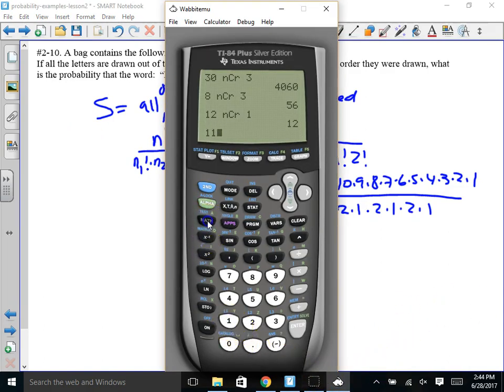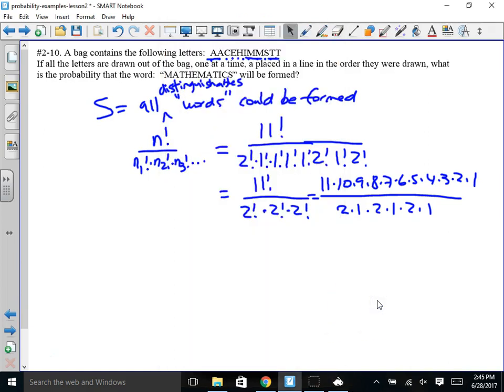11, and then math, probability menu. The fourth item down is factorial. That's 11 factorial. And then I have to divide by 2, and then divide by 2 again, and divide by 2 again. So it looks like the sample space contains, let's see, 4,989,600. Right? So there are 4,989,600.